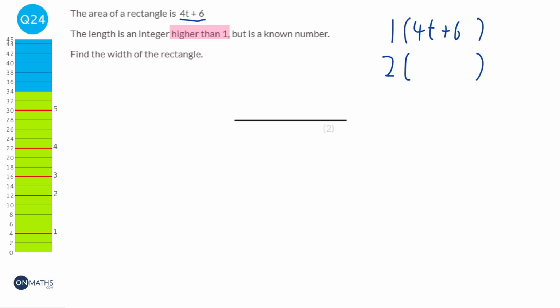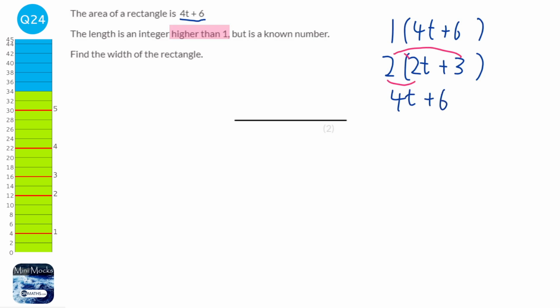2 times 2t is 4t, and 2 times 3 is 6. So what we can do is we can just check that out with smiles and rainbows. Put all my times down there to remind me to times it. So 2 times 2t is 4t, 2 times 3 is 6. So that works because that is the same as this in the question.